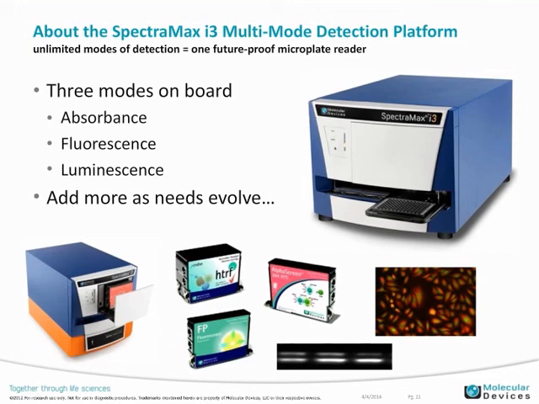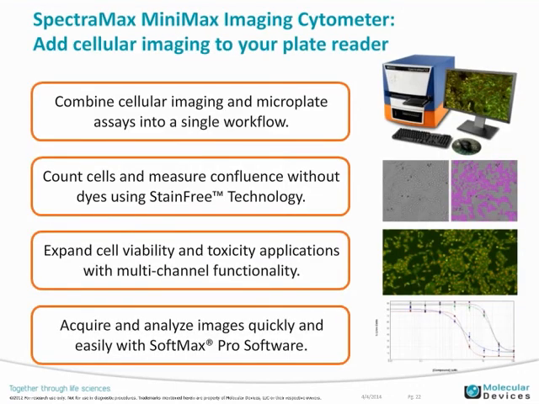And then the orange part of the instrument in the lower left is actually the Minimax imaging cytometer, and that allows the user to add at any time imaging capability to the base system. The SpectraMax Minimax imaging cytometer can be added onto the i3 system at any time, and that adds cellular imaging capabilities to the plate reader.